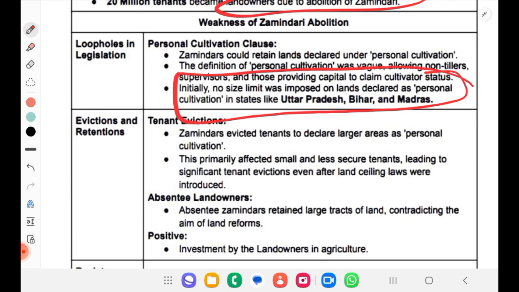Evictions and retentions. The primary affected small and less secure tenants, leading to significant tenant evictions even after land ceiling laws were introduced. So even those tenants couldn't get the land to till. So that was a problem. Absentee landowners. Absentee zamindars retained large tracts of land, contradicting the aim of a land reform.